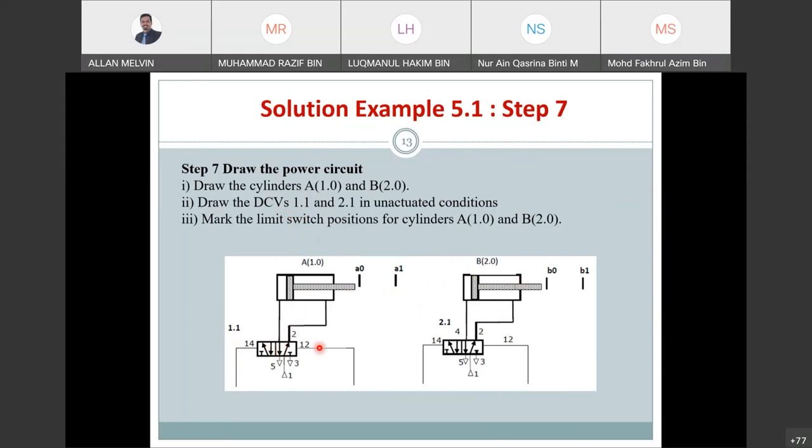Then you draw the directional control valve. If it's a single acting cylinder, it will be 3 over 2. If a double acting cylinder, it will be 5 over 2 or 4 over 2. So draw first, then it has 14 and 12. You draw this basic one. Then mark the limit switch positions for cylinders A and B: A0, A1, B0, B1. These usually follow the cylinder name. Don't put this, and then put A0 instead. It will be confusing. So just follow whatever is taught.